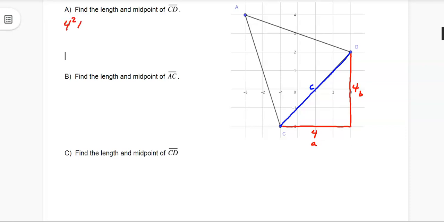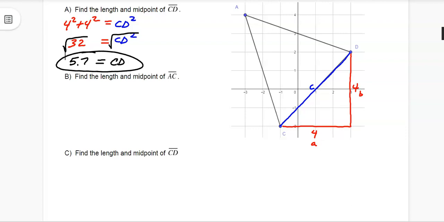And we have 4 squared plus 4 squared equals, and we'll just call this CD squared, because that's the name of it. 16 plus 16 is 32. So 32 is CD squared. To get rid of the squared, the inverse operation is to square root, so I square root both sides. And we need to go to the nearest tenth, I believe the directions said. So that'll be 5.7 is the length of CD.